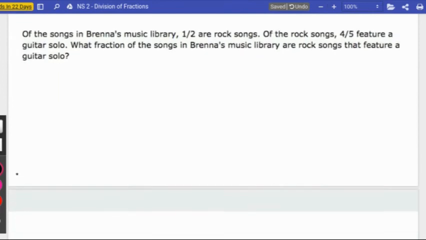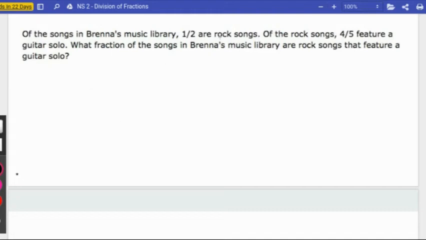All right, of the songs in Brianna's music library, 1/2 are rock songs. Of the rock songs, 4/5 feature a guitar solo. What fraction of the songs in Brianna's rock music library feature a guitar solo? Now, this is a really tricky one because I'm not sure this is a division problem.